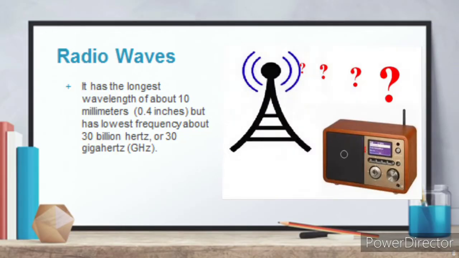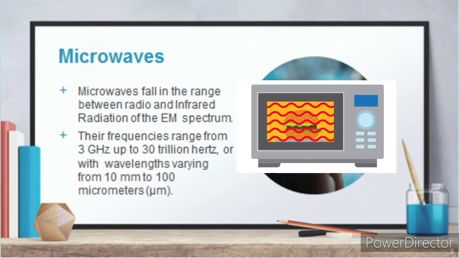Radio wave has the longest wavelength among the EM spectrum. One example for this is the wave that is emitted by your radio station to bring music to your radio. Also, it can bring signals to your television and even to your cellular phones. It has the longest wavelength of about 10 millimeters but has the lowest frequency of about 30 billion Hz or 30 gigahertz.